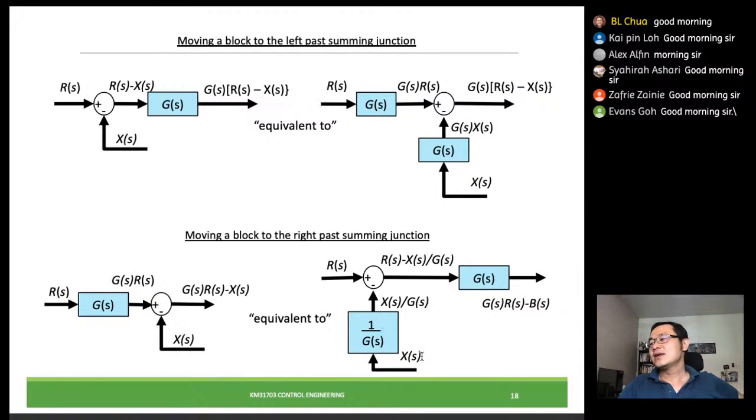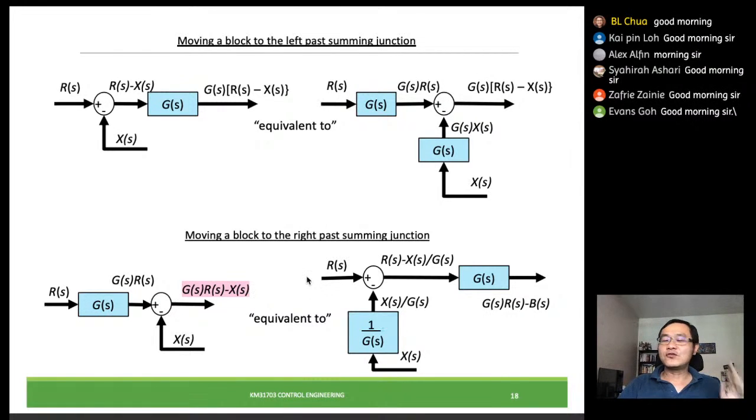We can see that if this is g, and this is x going through 1 over g, then we will have x over g. When this x over g comes into the summing junction, after the summing junction we will get r minus x over g. Once we multiply by the g transfer function again, we cancel out this g, and we multiply the r with a g. So eventually we get this signal equivalent to the previous one.